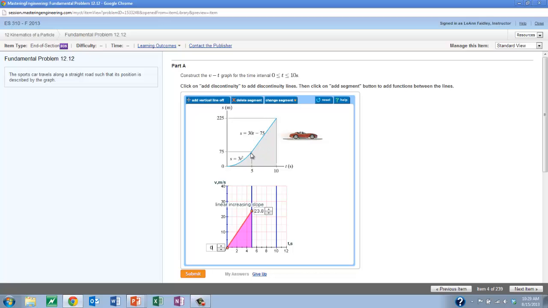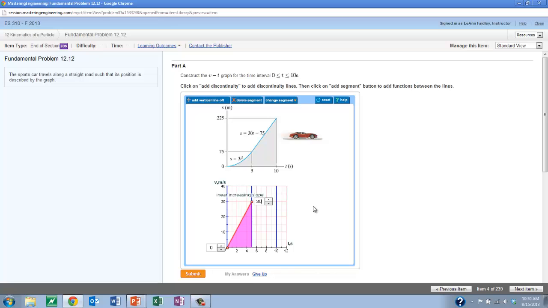Another way of looking at it is, here's our linear function. We look at rise over run, right? So we have 75 to 225, that's 150 is the change. 5 to 10, that's 5. So 150 divided by 5 is 30 again. So we know that this number needs to be 30.